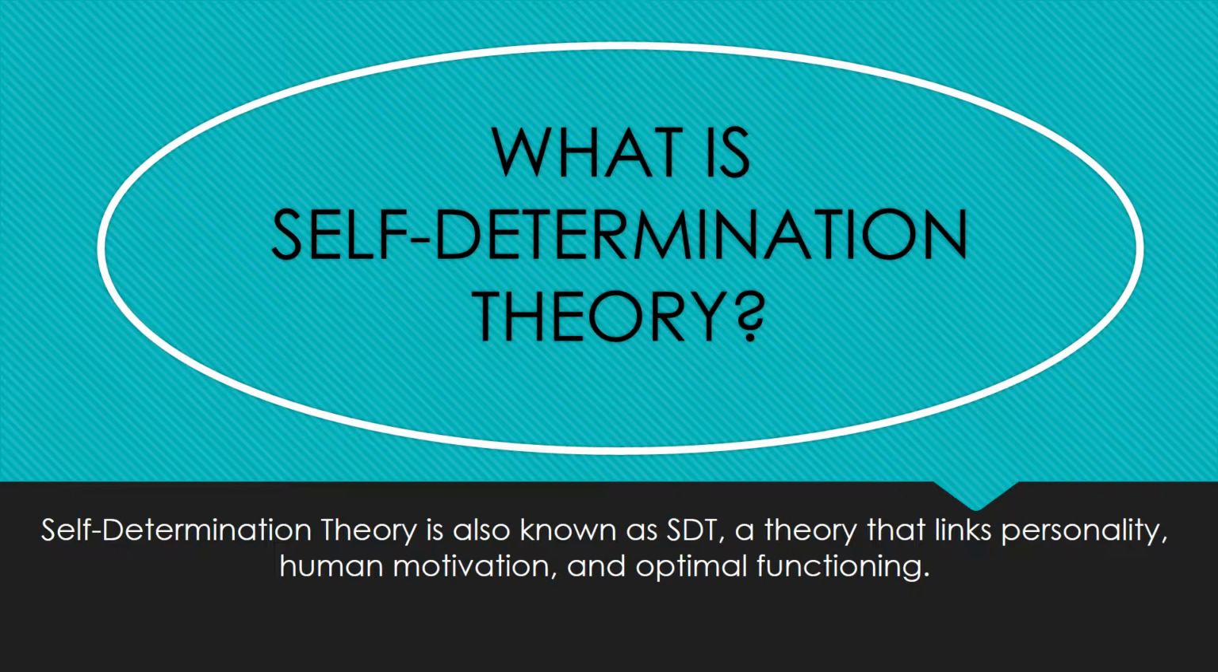One might ask what self-determination theory is. Self-determination, also known as SDT, is a theory that links personality, human motivation, and optimal functioning. Self-determination theorists propose that people have three basic needs: a need to be effective in dealing with environment, a need to control the course of their lives, and a need to have close, affectionate relationships with others. Learners are more motivated to learn school subject matter when these three needs are met.